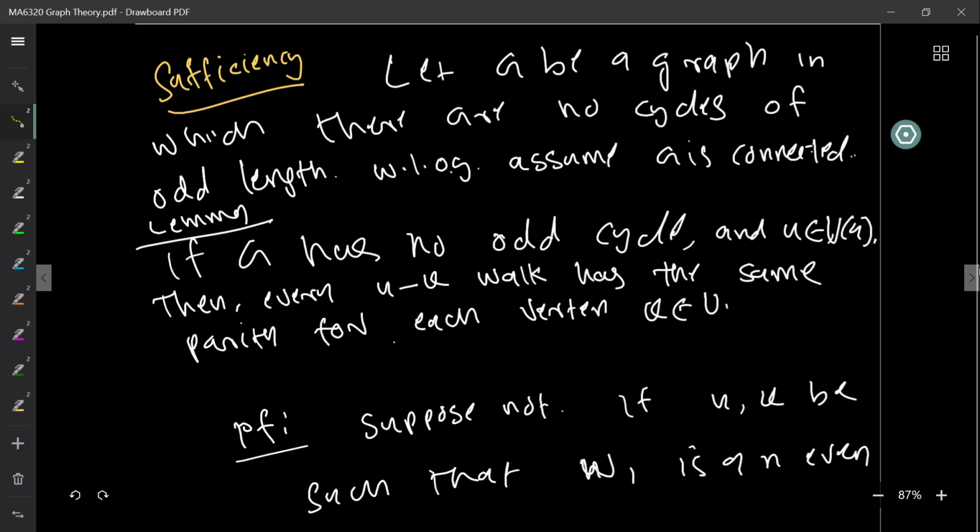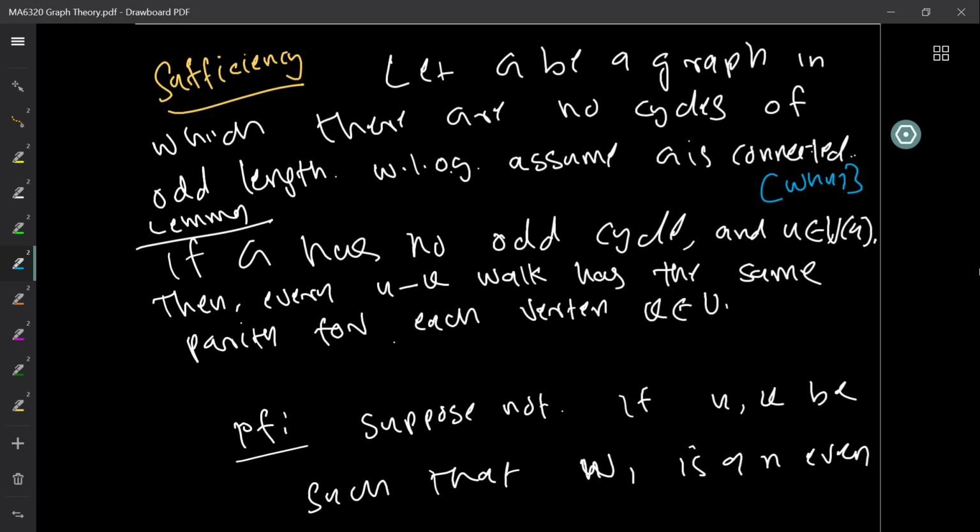So to prove sufficiency, we start with the assumption that the graph has no cycles of odd length, and we assume without loss of generality G is connected. So again, you have to verify that this assumption can be made. So answer why this is the case. Okay. Now, again, if G has no odd cycle, right, then every UV walk has the same parity, for each vertex V, right?